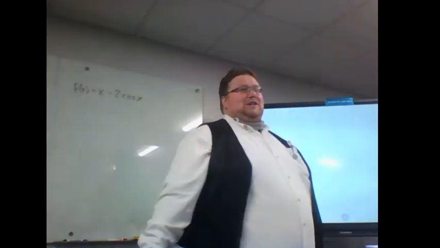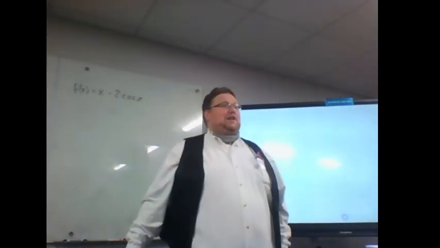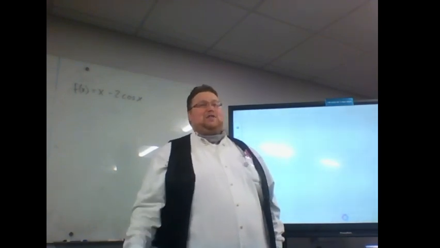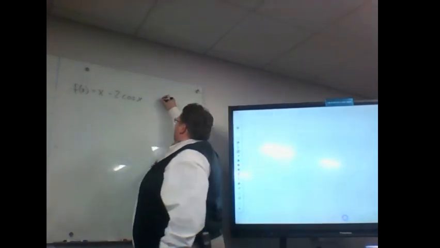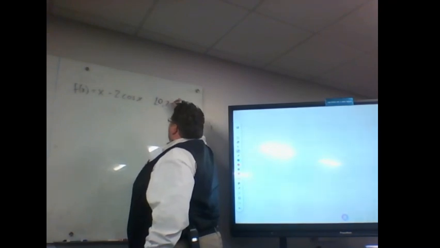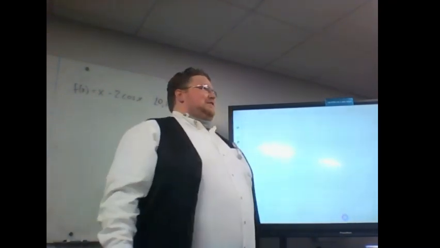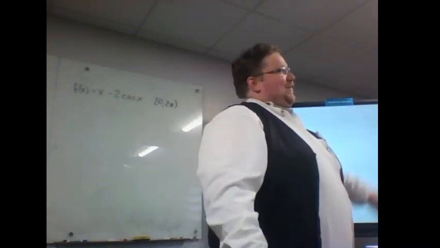f of x is equal to x minus 2 cosine x. We're going to determine places of minimum and maximum, as well as intervals of increasing and decreasing, specifically on the range from 0 to 2 pi. All right, critical values. Step 1, find the critical values.